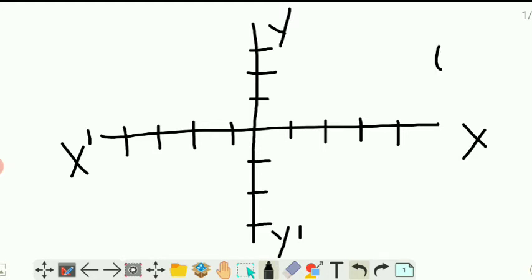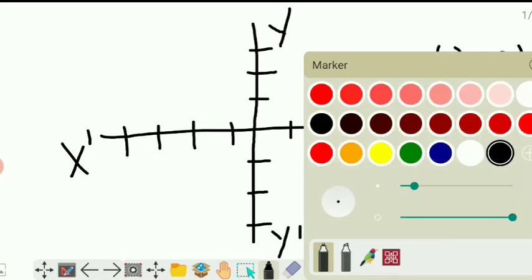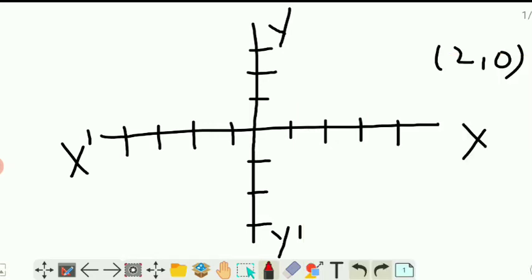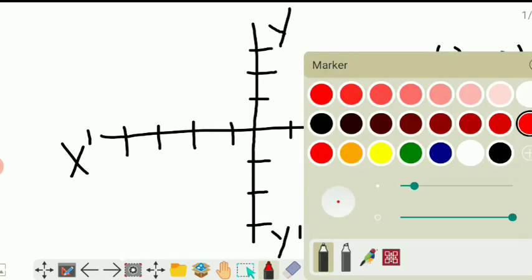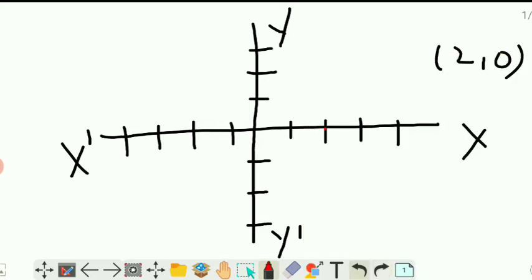Now a point is given, 2 comma 0. Here you can see the value of y is 0 and the value of x is 2, and we know first we need to cover x is 2. So where will it be? It will be here. I am marking it in red color, so you can see this is the point 2 comma 0.